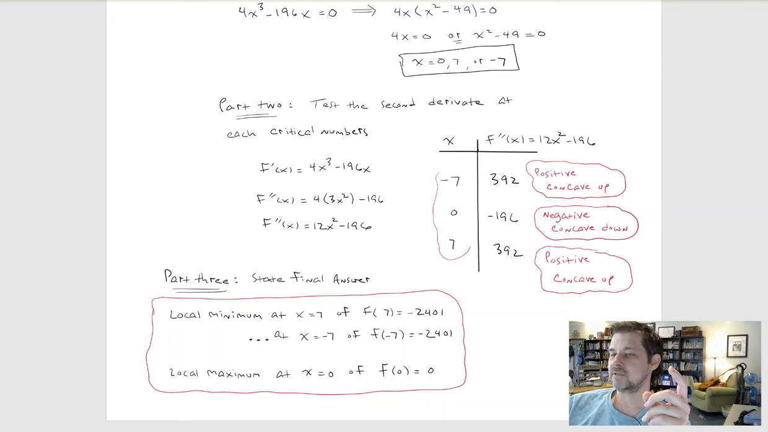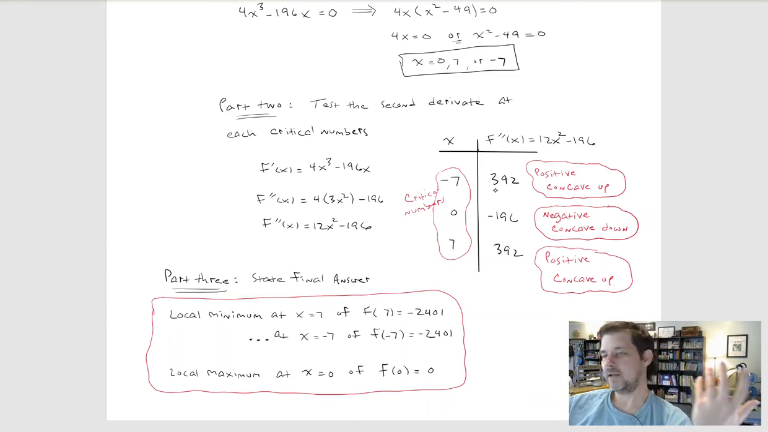And what are these numbers? What's negative 7, 0, and 7? Those are my critical numbers. Okay, so I take those, I put them in the second derivative, and I see what I get. And I evaluate whether that's a positive or negative number. I don't really care that it's 392. I just noticed that's a positive number. That's all that's really relevant.